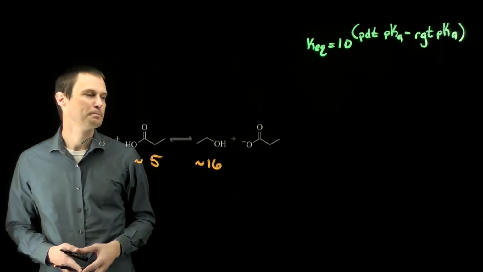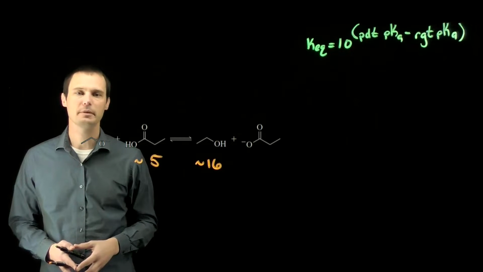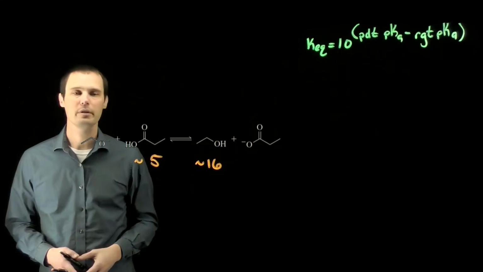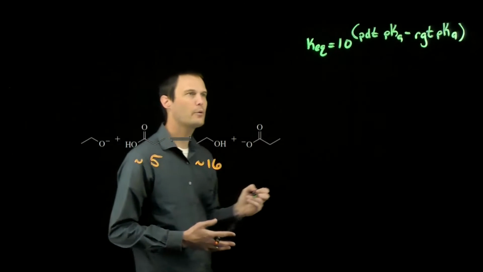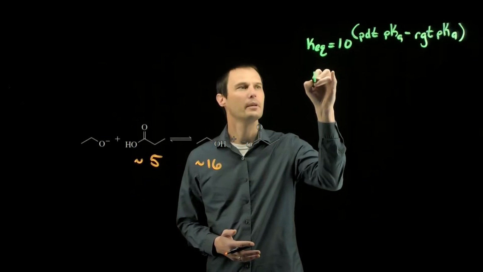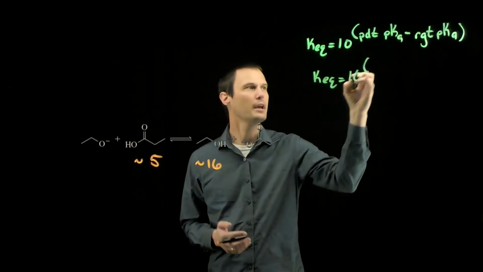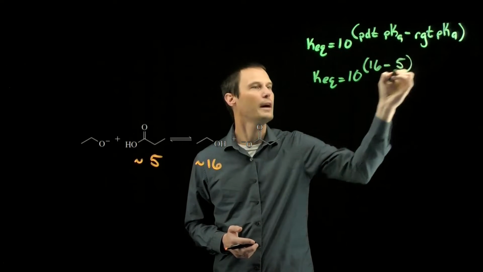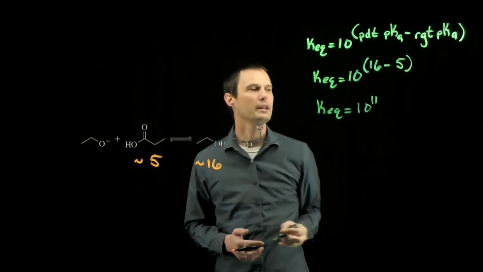approximate pKa value is. The acid on the reagent side is this carboxylic acid with a pKa of approximately 5. And the acid on the product side is the alcohol with a pKa of approximately 16. We can plug these values into our equation to calculate KEQ. KEQ then is 10 to the product pKa, 16, minus the reagent pKa, 5. That means KEQ is 10 to the 11th.